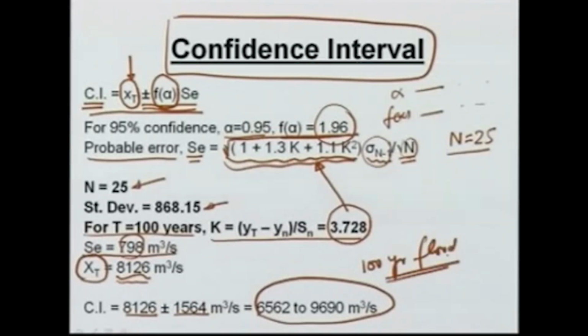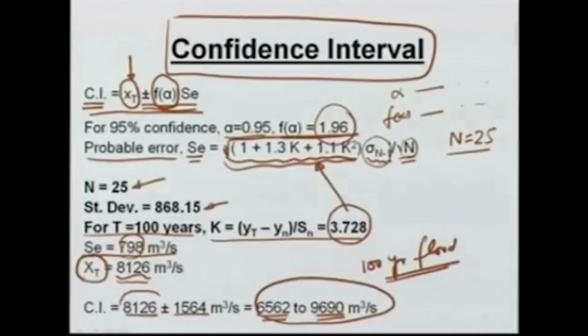So, what it tells is that a 100-year flood will be between 6562 meter cube per second and 9690 meter cube per second. If we make this a statement, we are 95% confident that the actual flood will lie within this range. So, instead of predicting a single value, which earlier we had taken as 8126, we have now predicted a range. So, this means that the actual flood will be between 6562 and 9690. There is a 95% probability that the actual flood, which will occur once every 100 years, will be within this range.